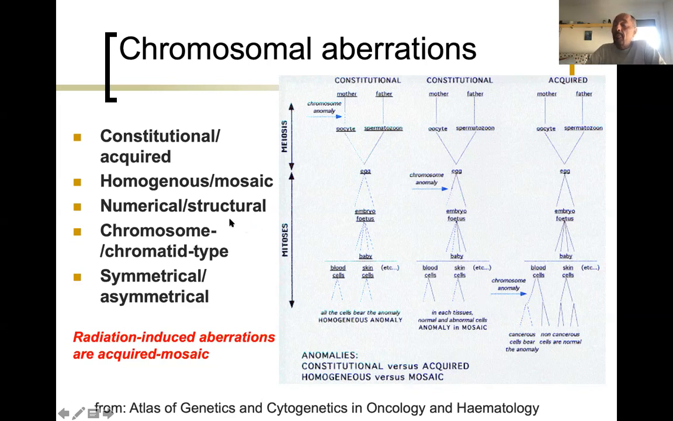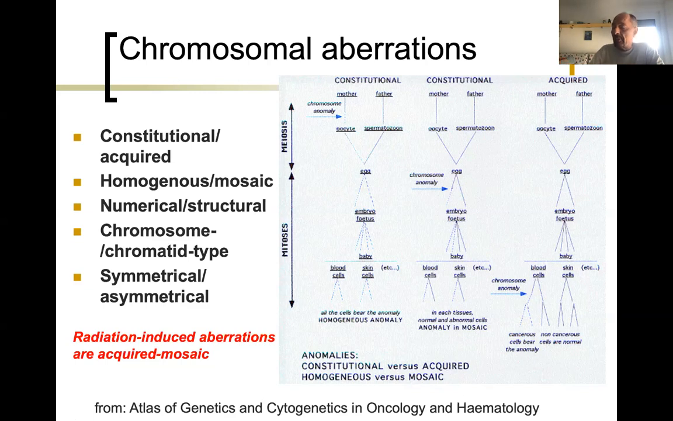Then they can also be numerical or structural, so in the number of chromosomes or in the structure of chromosomes. They can be chromosome or chromatid type, depending on whether they affect both chromatids at the same site, or only one chromatid and the other one is unaffected. And they can be symmetrical or asymmetrical. This we will see, depending on whether the result of the aberration is two identical chromosomes or they are different.